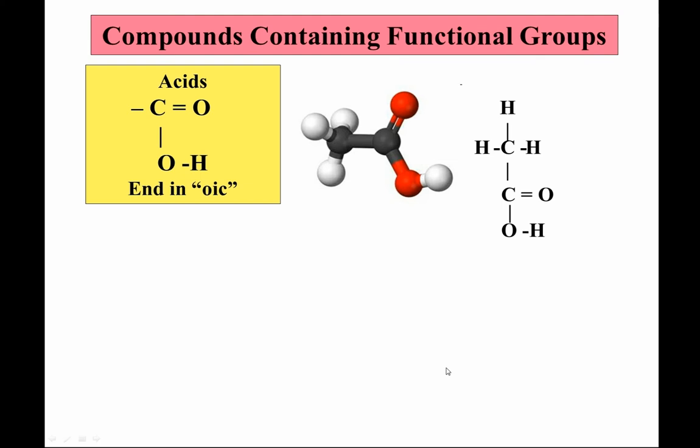Acids contain the carboxyl group. They end in OIC. Here's an example, a 2-carbon acid. How do I know it's an acid? It has that carboxyl group on it.